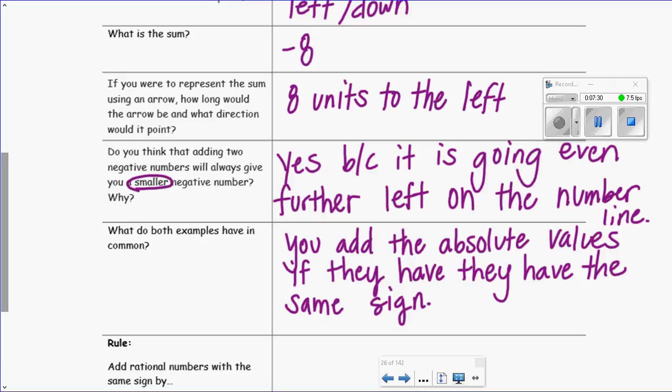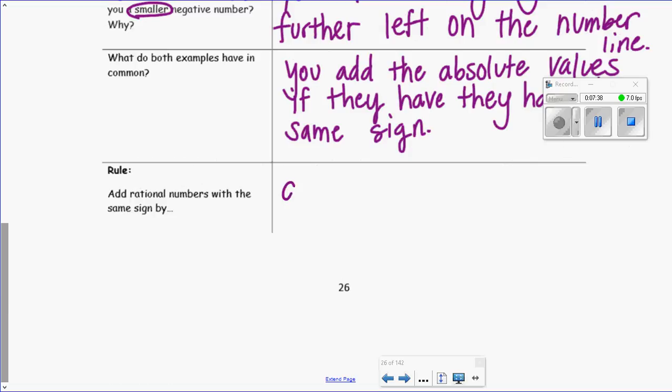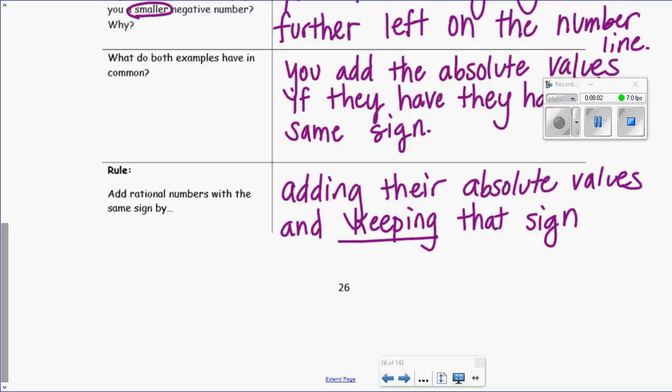Okay, so the rule is add rational numbers with the same sign by adding their absolute values and keeping that sign. That's the important part here. Remember, the absolute value is the distance from 0, so their absolute values are going to be a positive number. Adding their absolute values and keeping, I want you to underline that word keeping, that sign. So if they were both positive, you keep the positive sign. And if they were both negative, you keep the negative sign.